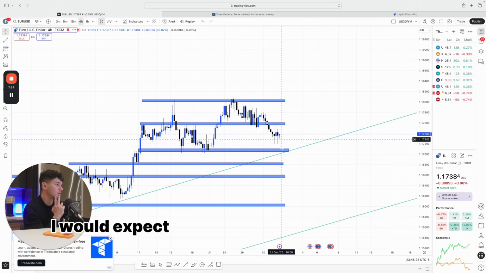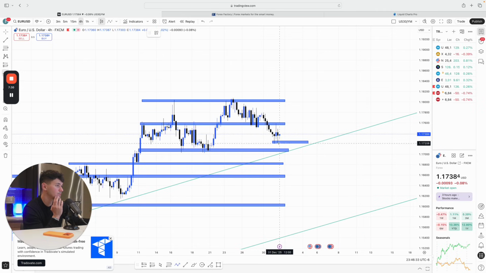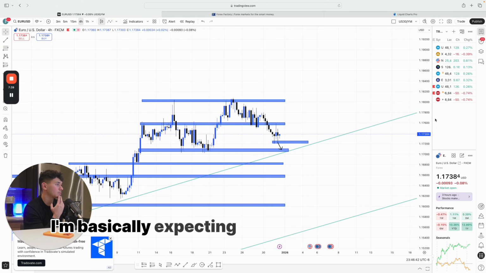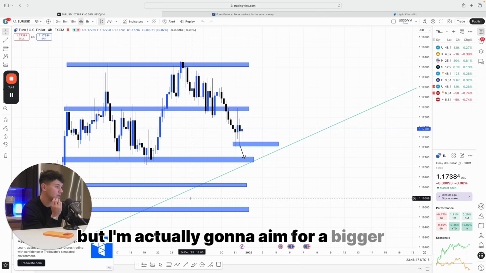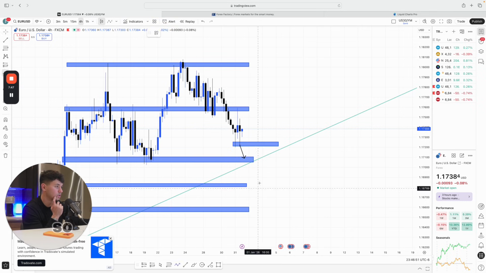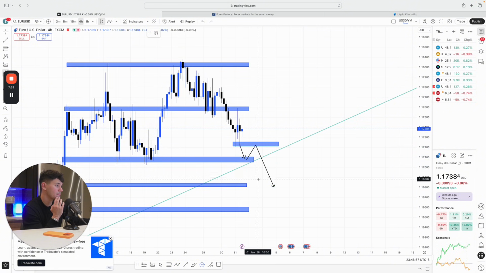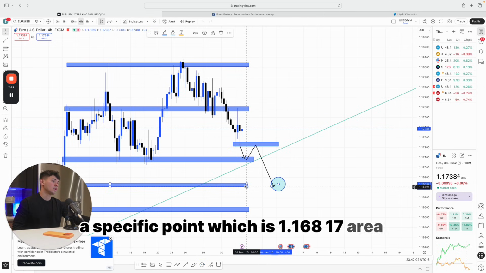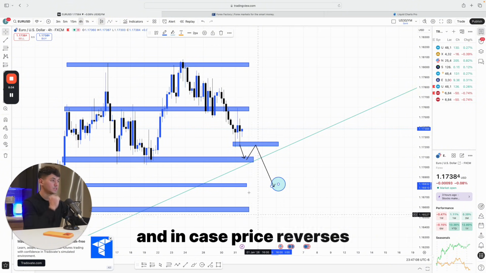I would expect price to go from this point, break below, and come to this area. I'm going to put this in black so you guys can see it. I'm expecting price to come down to this area, but I'm going to aim for a bigger risk to reward. So I'm expecting price to come back to this area and possibly come to this specific point, which is the 1.16817 area of interest. That's going to be our take profit.